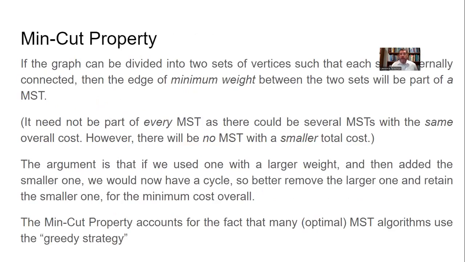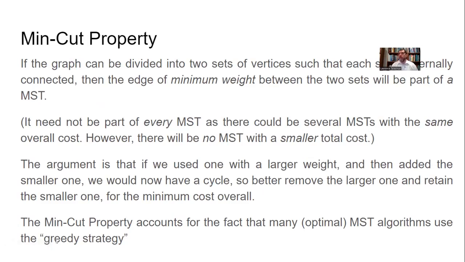Now, here is a property that both Prim's algorithm and Kruskal's algorithm are going to rely on. It's called the min-cut property. And it says as follows, if I have two edges that connect two sets of vertices, so I have some on the left, some on the right, and I have two edges between them, which one should I choose? Anyone want to guess? And I'll give you a hint. We're going to use a greedy strategy. Everyone see that word on the bottom of the slide?